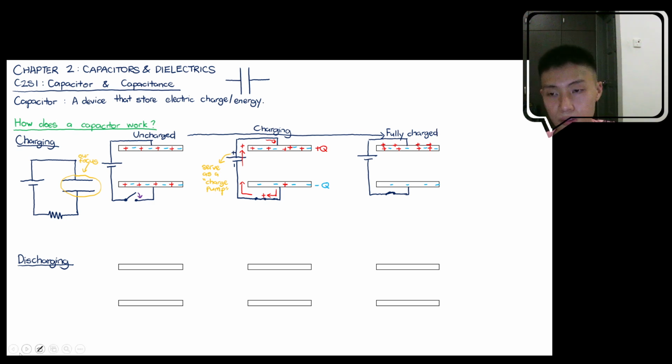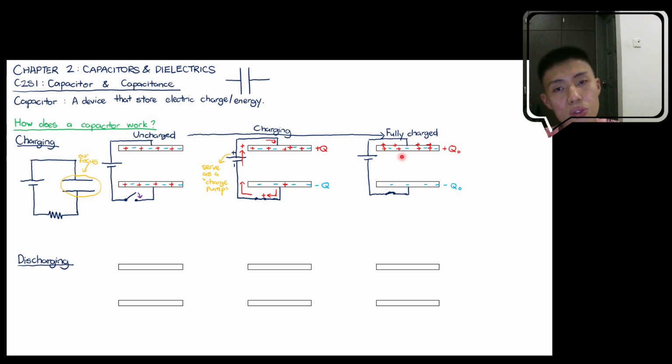When it's fully charged, in section 3 later, we'll learn that we usually represent it by positive Q naught and negative Q naught. The amount of charge stored in this capacitor has reached its maximum, so we can say the capacitor is fully charged.